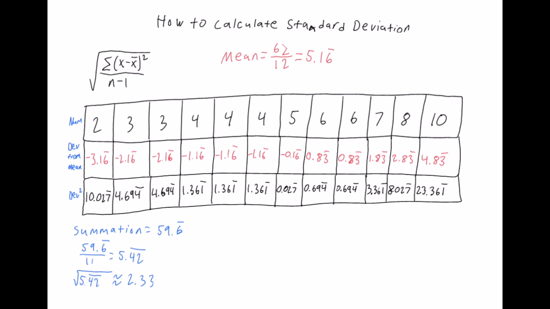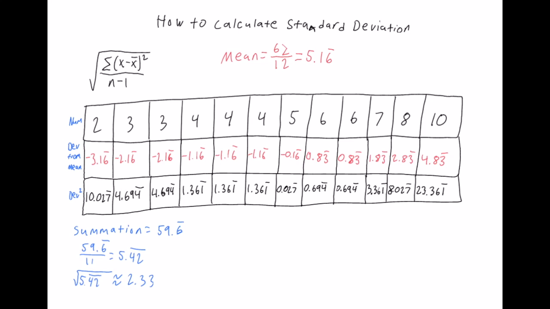So you can kind of see that 4 would still be in the standard deviation, 3 would still be in the standard deviation, 2 wouldn't, 5 would still be, 6 would still be, 7 would still be, but 8 and 10 wouldn't be. So we'd only have 3 numbers outside of the standard deviation.